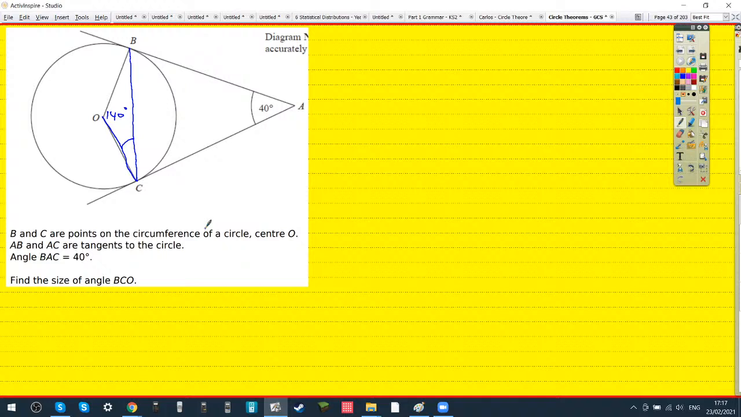So, okay, the other two need to add up to 180 and they're identical. So 180 divided by 2 is 90. These other two here are just part of the 90 each. So that makes a triangle with the 140.